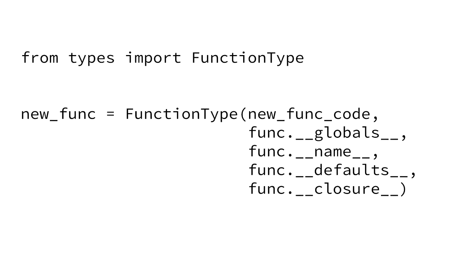Once we have the right code object, we can use it to directly construct a new function. The constructor takes a few other arguments, but we can just copy them from the original function that we're replacing. And that's it. That is what the I decorator does.